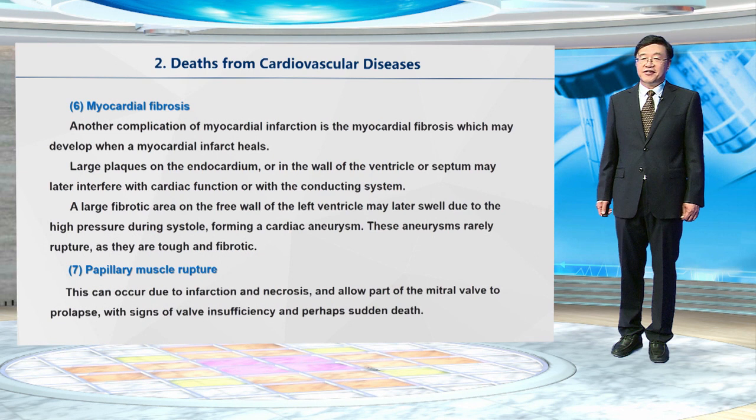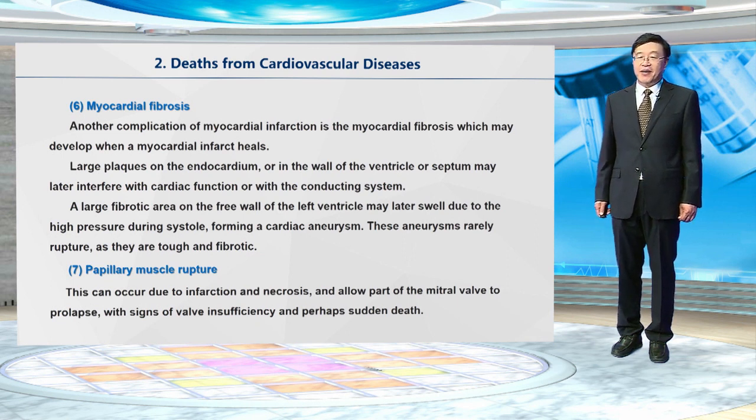6. Myocardial fibrosis. Another complication of myocardial infarction is myocardial fibrosis, which may develop when the myocardial infarct heals. A larger scar on the endocardium or in the wall of the ventricle or septum may later interfere with cardiac function or with the conducting system. A larger fibrotic area on the free wall of the left ventricle may later swell due to the higher pressure during systole, forming a cardiac aneurysm, which rarely ruptures as it is soft and fibrotic.